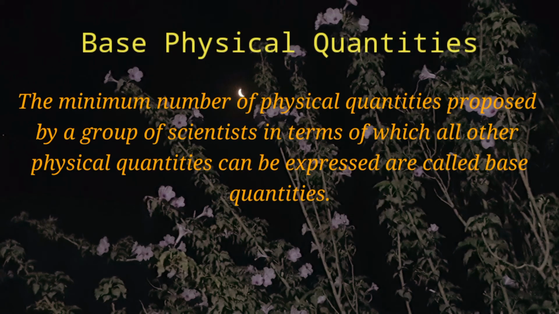Physical quantities are divided into two groups. One is the base physical quantities and the second is the derived physical quantities. Base physical quantities are the minimum number of physical quantities which are defined and standardized by a group of scientists, in terms of which we can define or express all the other physical quantities. And the base physical quantities are 7 in number.